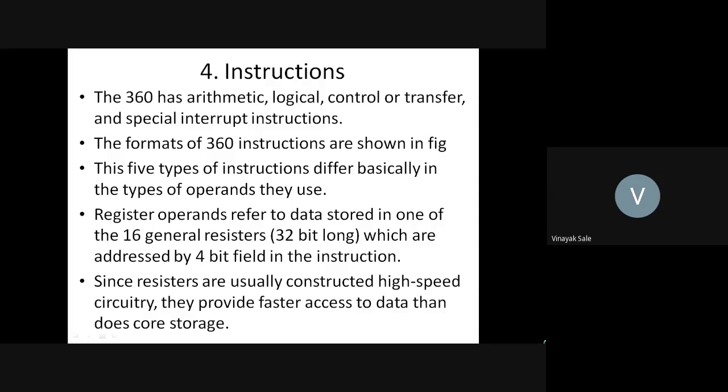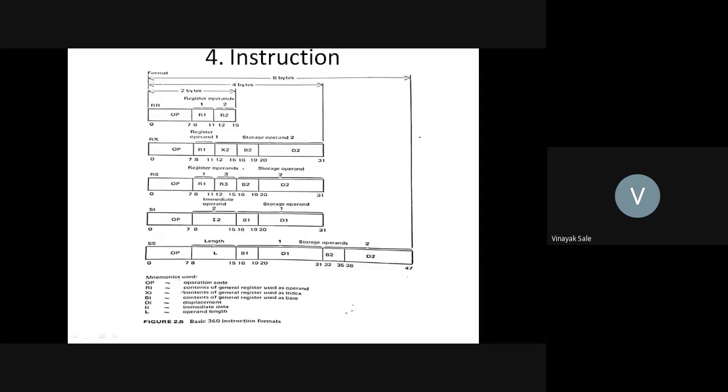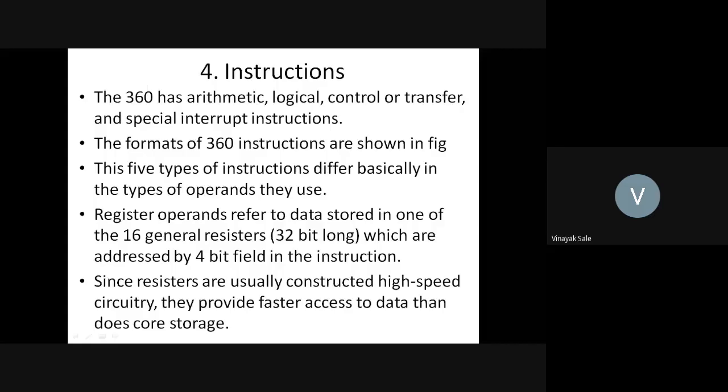See here, first is register to register. Then second is RX. Third is RS. Fourth is stack index, and fifth is storage to storage. These 5 types of instructions differ basically in the types of operands they use.